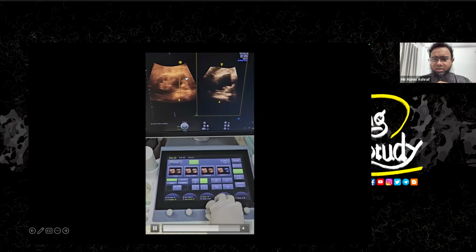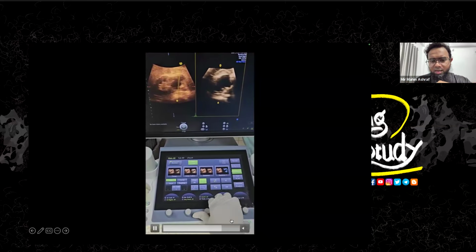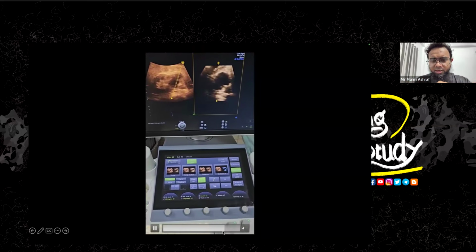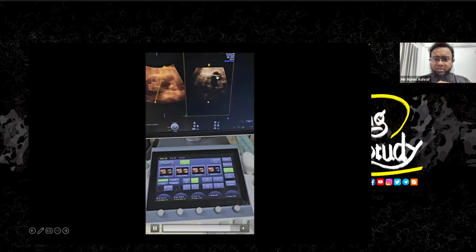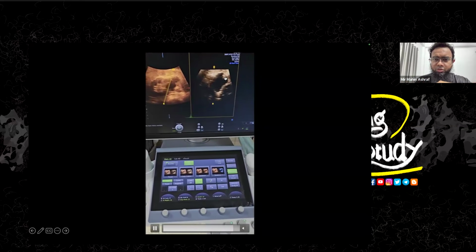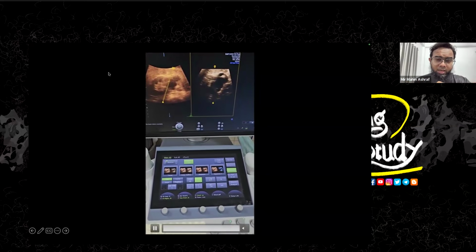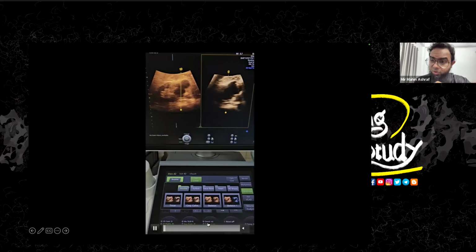So I'm rotating the area of view, and the thickness can also be changed. And while I'm moving here, you can see there is a septation with a thick part over here, which should get attention, and the patient needs further evaluation also.